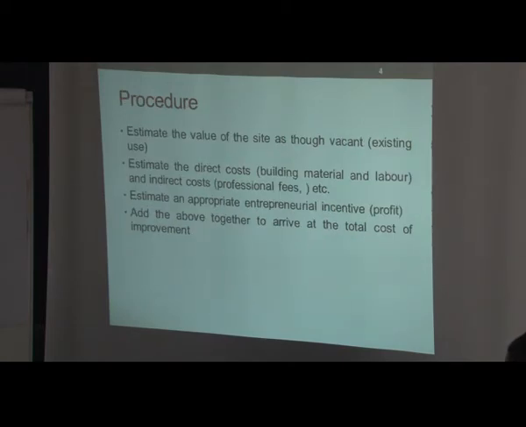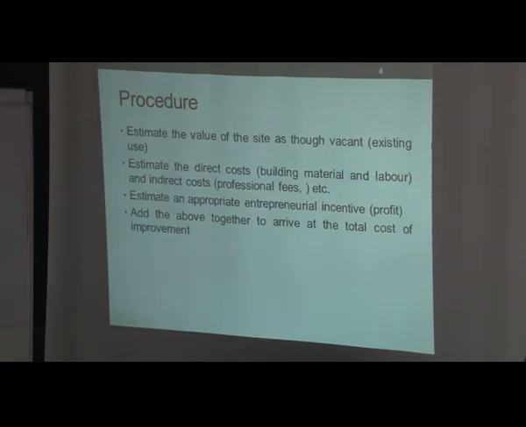So how do you go about valuing property using the cost method? That's the procedure. Firstly, estimate the value of the site as though vacant.